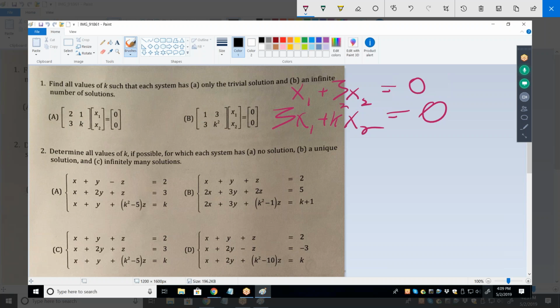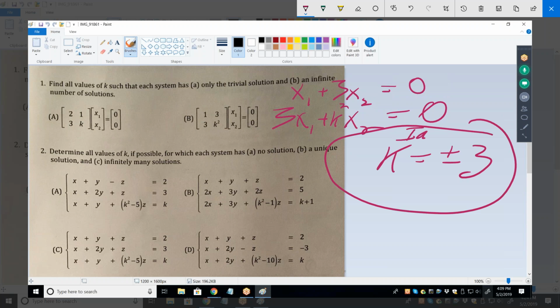Okay. So the first thing I would start with here, and maybe it's not the best starting spot, is figuring out what K makes it an infinite number. Yes, sir. What K makes equation 2 the same as equation 1? Positive or negative 3. Very good. So K equal plus or minus 3 is the infinitely many. Yes, sir. And the trivial, I'm not even sure it's worth going through the math because I'm not sure what it even means.